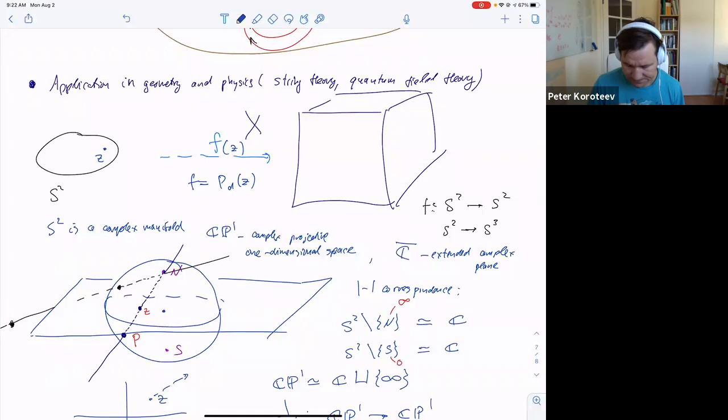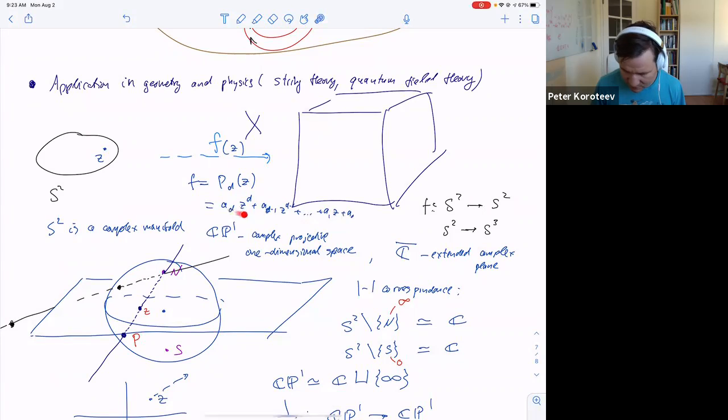And then you can ask yourself how the properties of this map change as you vary those coefficients, right? So it's a_d z to the d, plus a_{d-1} z to the d minus 1, plus etc., plus a_1 z plus a_0, so d plus 1 coefficients.